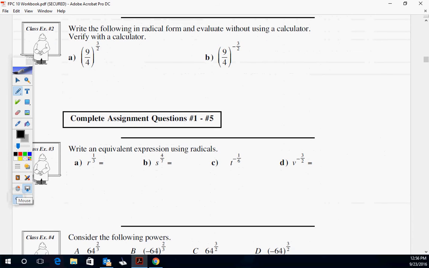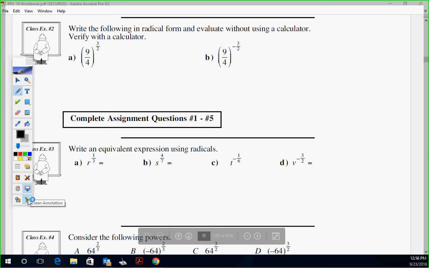Write the following in radical form, evaluate without using calculator, verify with calculator. So these ones have fractions. Okay? So fractions shouldn't really mess us up too much because we're still going to do what we're comfortable with. So what I mean by that is this is still my index. So I'm going to go square root of 9/4, and then I'm going to cube it. The reason I like that is because the square root of 9/4, 9 and 4 are both perfect squares. So this is an easy fraction for us to square root. It's just 3/2, right? Square root of 9 is 3, square root of 4 is 2.